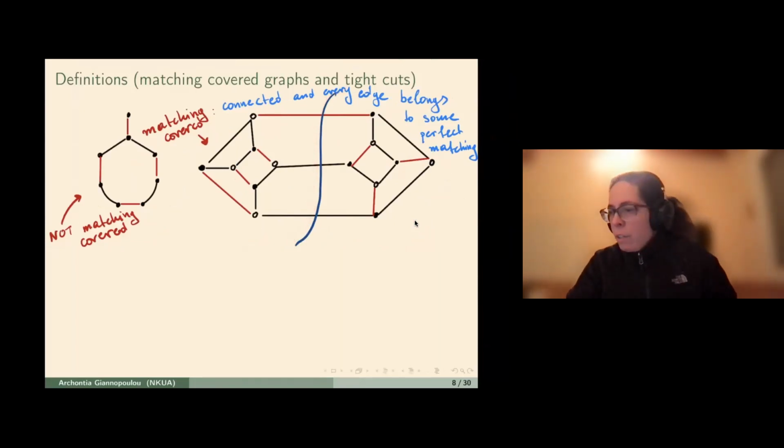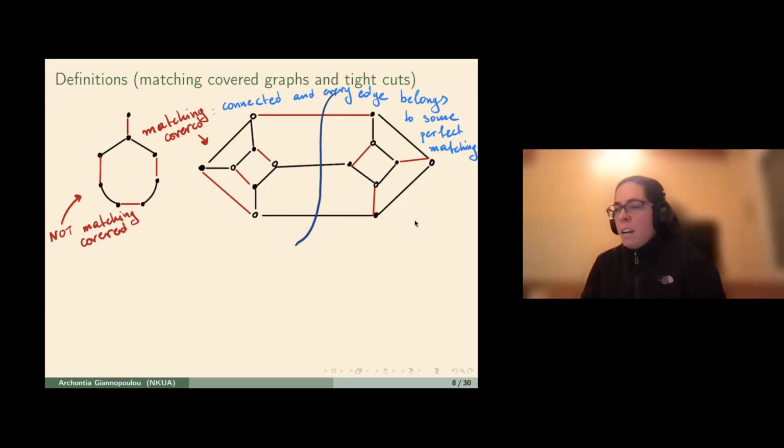Now, a tight cut, which I mentioned earlier, is a specific cut in the graph where, if we look at the edges of the cut, whenever you give me any perfect matching of the graph, only one of these edges will belong to it. For every perfect matching, exactly one of the edges belongs to it.